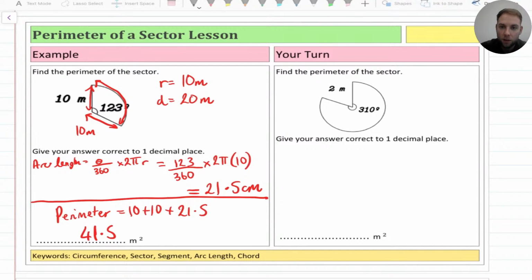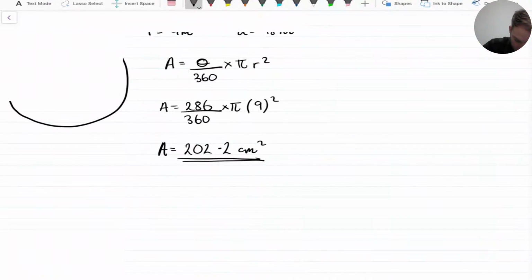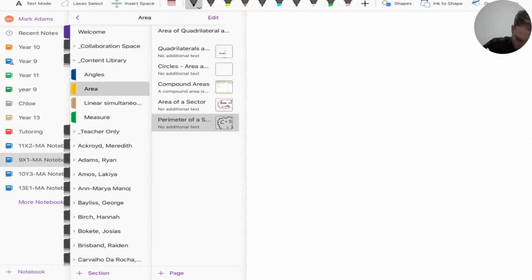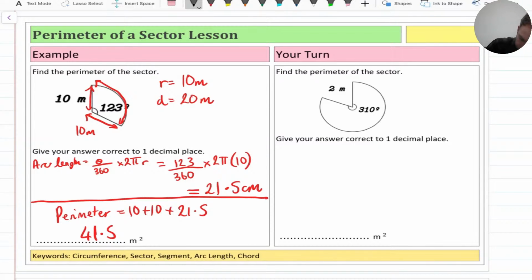So, last lesson we had a look at the perimeter of the sector, and we talked about the fact that when we're doing the perimeter of the sector, we need to find out the full circumference. Then we use theta over 360, but that only gives us the curved edge. So we also need to add the two radiuses. Now I'll do this one on the right here.